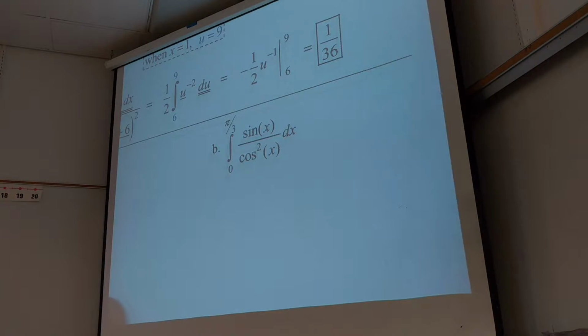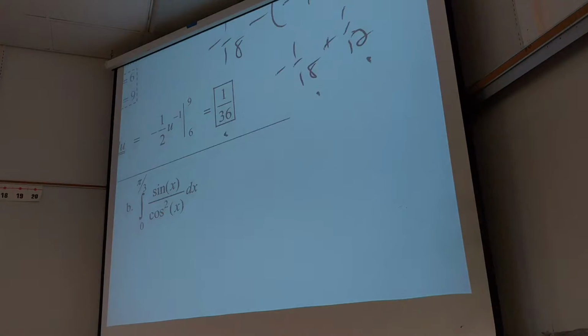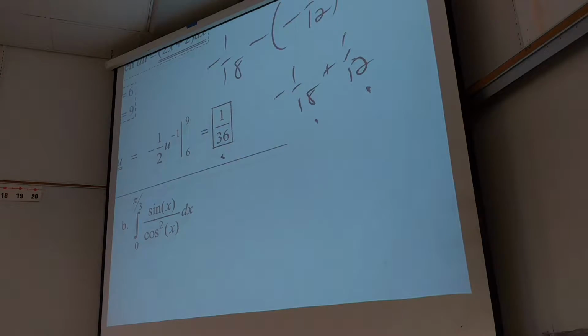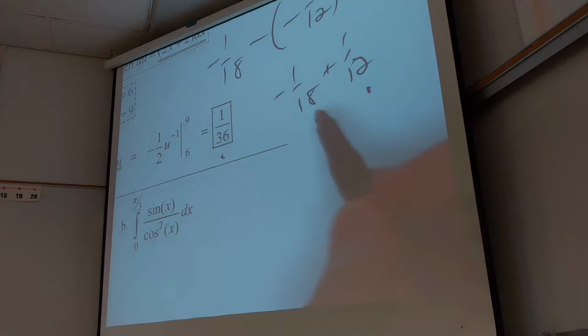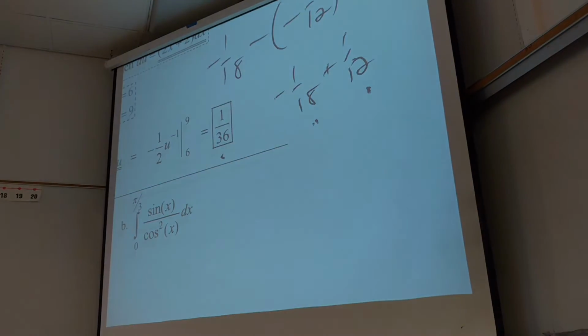Minus negative 1/12. So you get negative 1/18 plus 1/12. 336 minus 236 is 136. Sorry, you should tell me when you can't see what I'm doing. 336 minus 236 is 136, yeah. Cool. You just got to do it to see it happen.